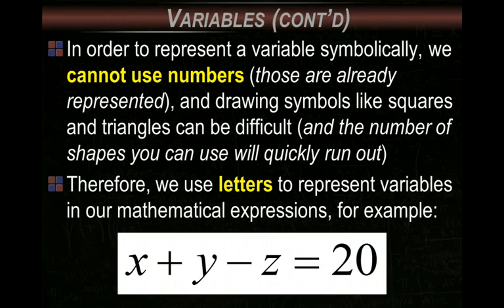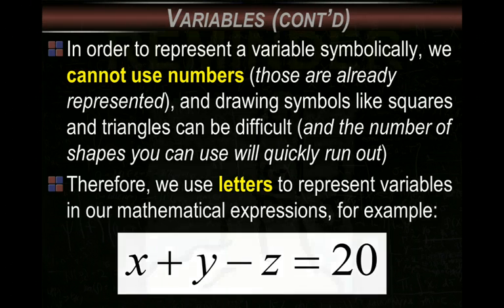So some value plus some other value minus some other value equals 20. Okay? So those represent unknown values that either we're going to look for, we're going to try and do calculations to get, or I will later give you the value. So let's try a few.